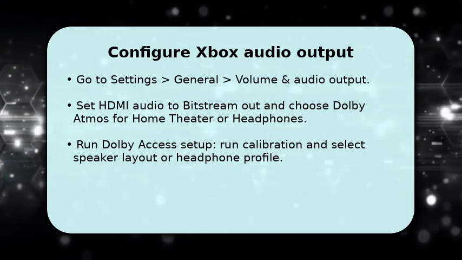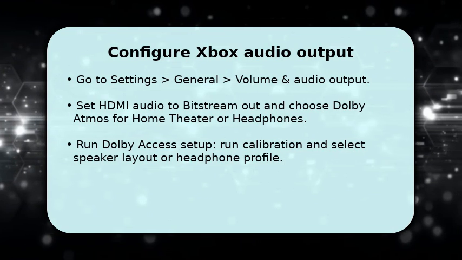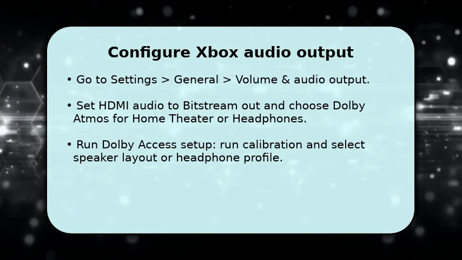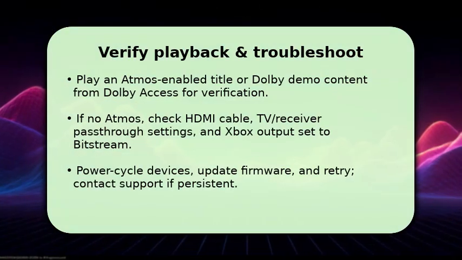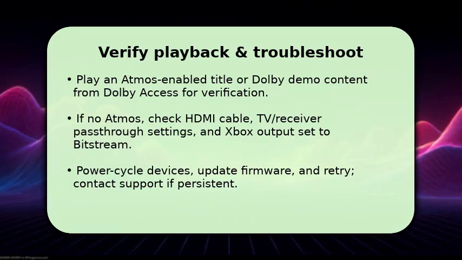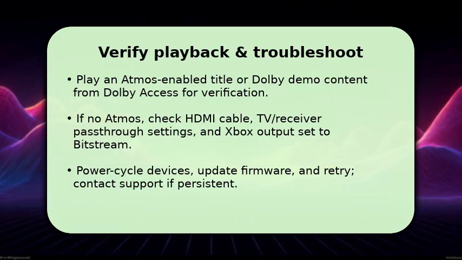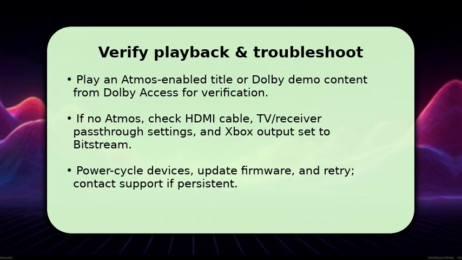Calibrate speaker layout or choose the headphone profile, so the system maps channels and applies the correct rendering for spatial audio. Finish by testing playback. Launch an Atmos-enabled game or the Dolby demo in Dolby Access and listen for object-based spatial cues.